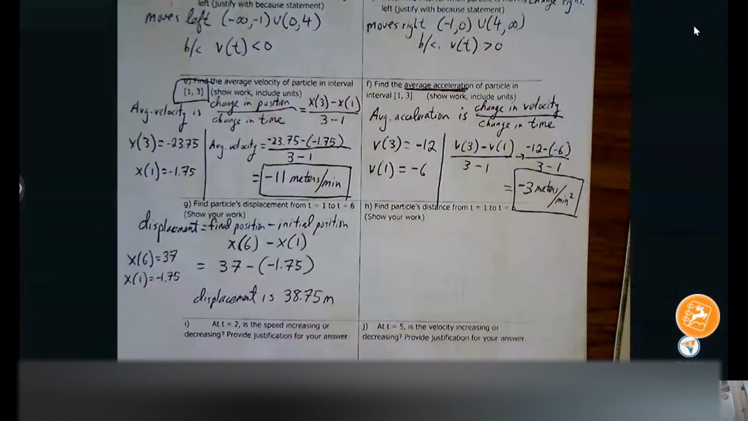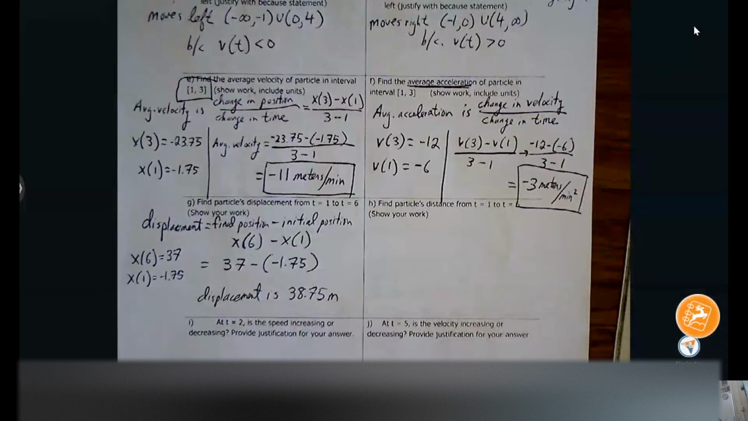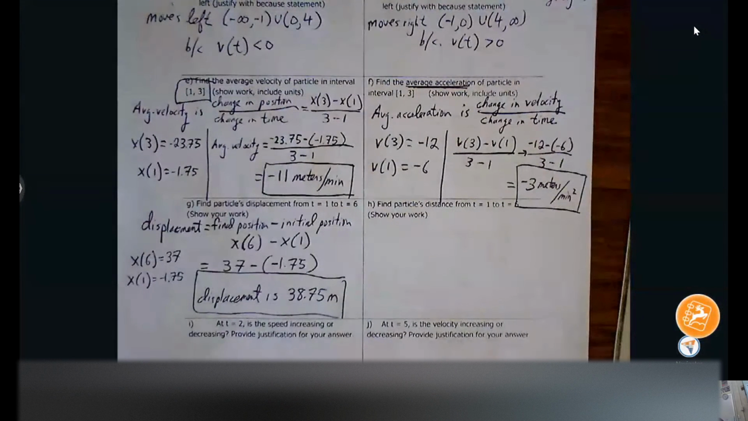Remember, displacement could be negative, right? If you get a negative answer, then you leave it there. That just means that you ended up further left than where you started. So it could be positive or negative.